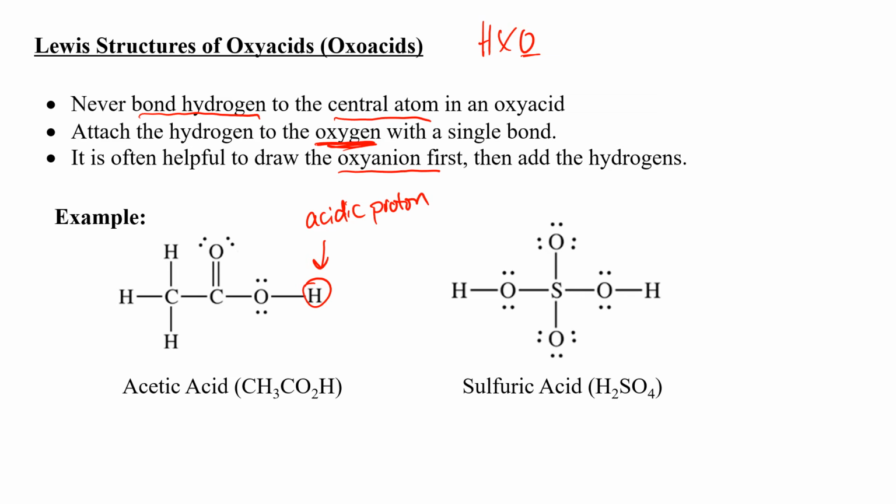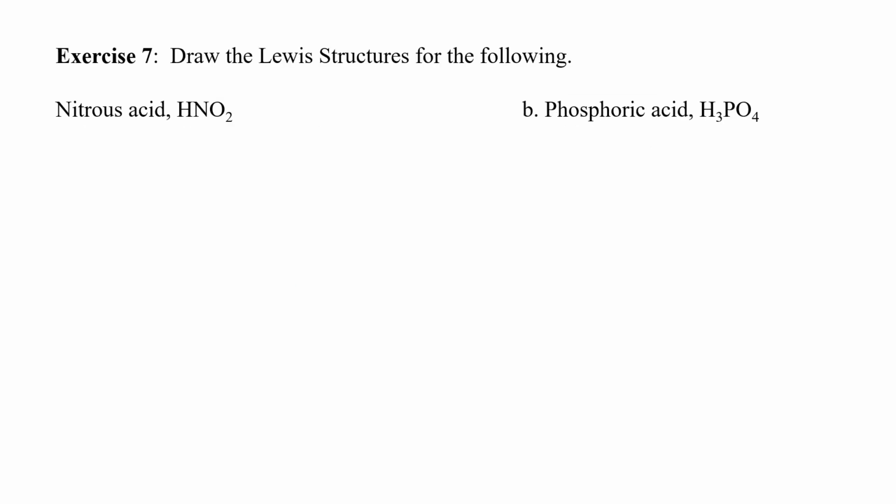All right, we have another example, sulfuric acid. Notice how we have the hydrogens on the oxygens. Now this structure can be optimized, but we'll talk about that later. Okay, so based on what you know, draw the Lewis structures for the following acids. Okay, nitrous acid. Pause the video, give it a try. When you come back, we'll give you the answer.